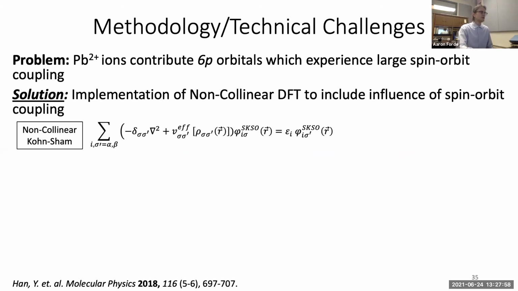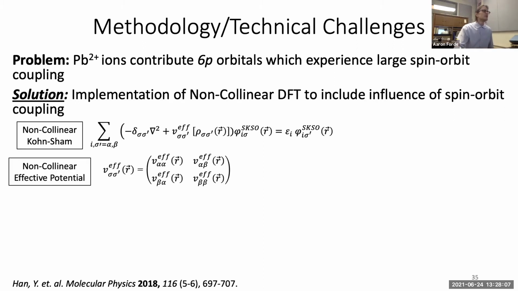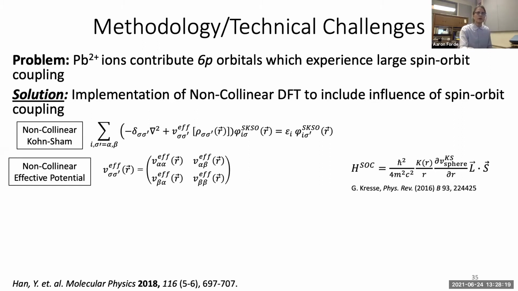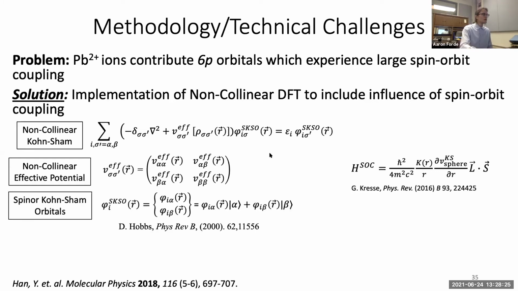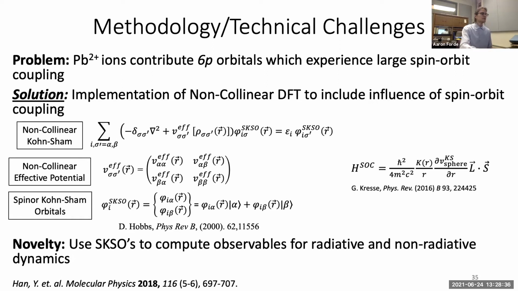So instead of using normal DFT, the non-collinear effective potential is a 2x2 matrix, which represents different spin configurations. So you have spin pure, the diagonal elements, and spin mixed, the off diagonal. With those, you can include spin orbit coupling interactions, where these L·S terms mix the spin states. And then overall, they give two-component spinors, which are composed of a superposition of up and down spins. This has all been known and implemented, but the novelty is to use these to compute observables for the dynamics.